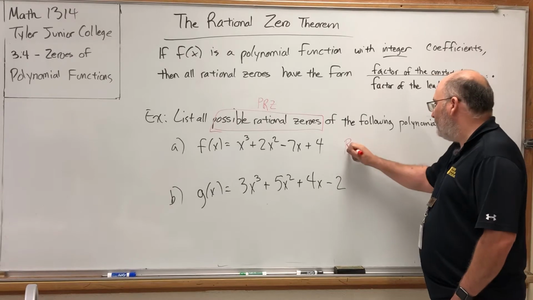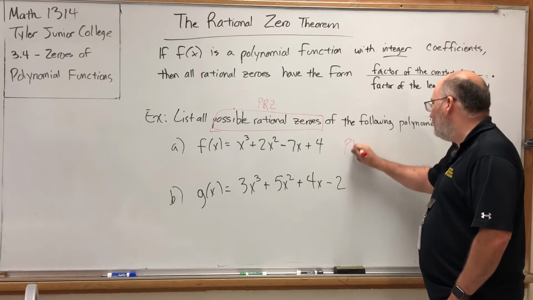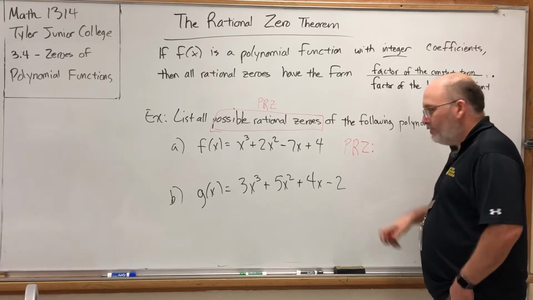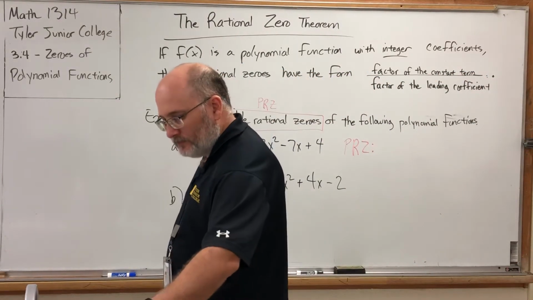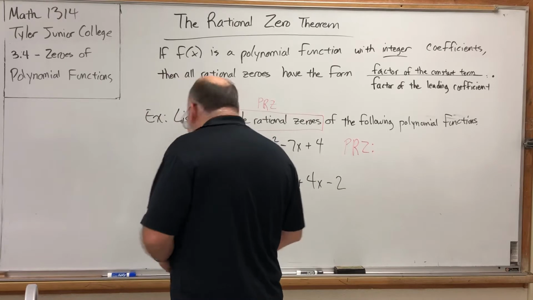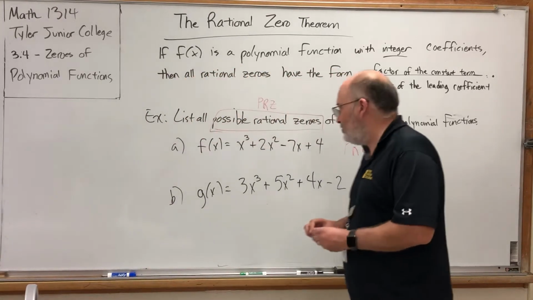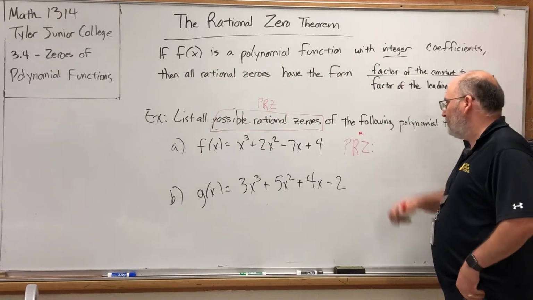So to make our list of possible rational zeros, see if I can find a better red marker than this. God, I didn't make the trash can, going for a blind shot there. That's a little bit better.